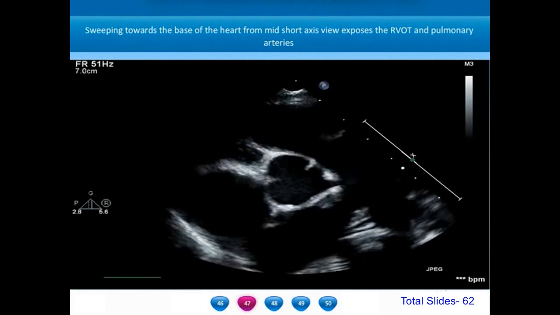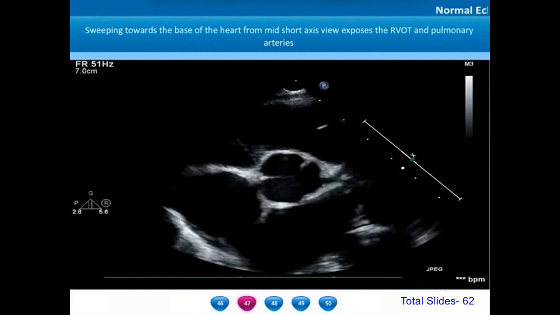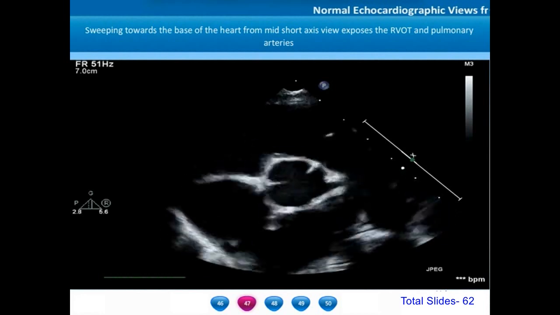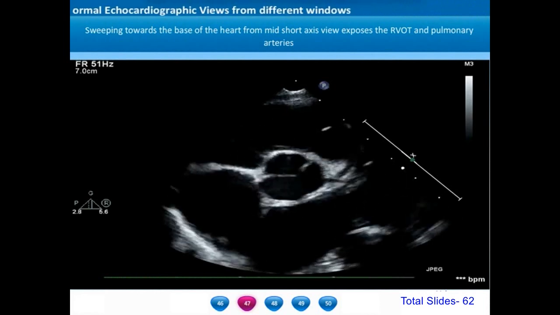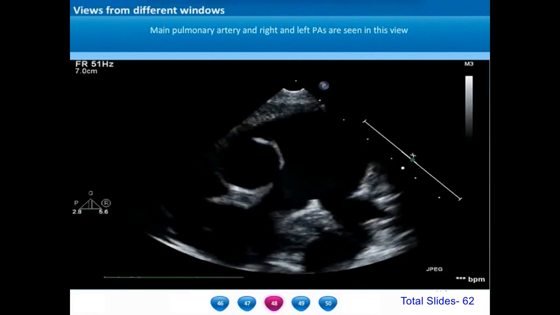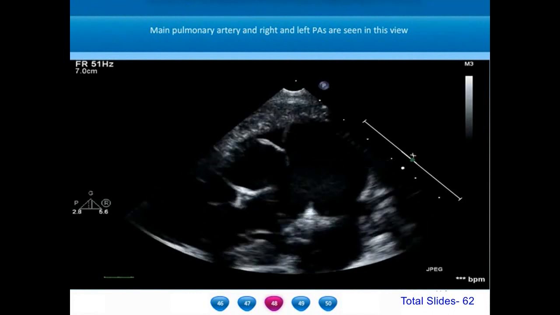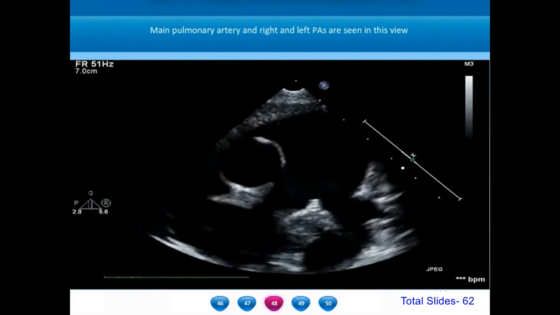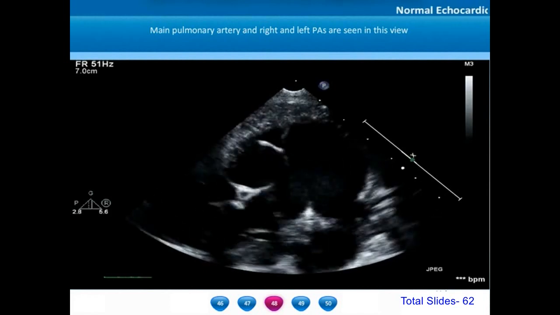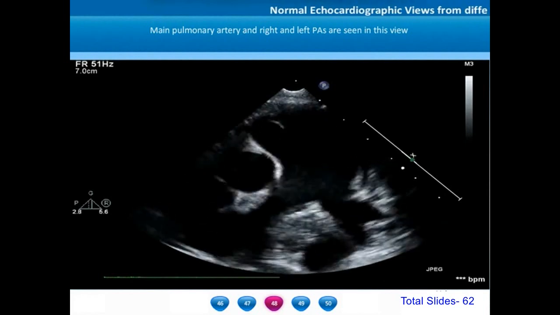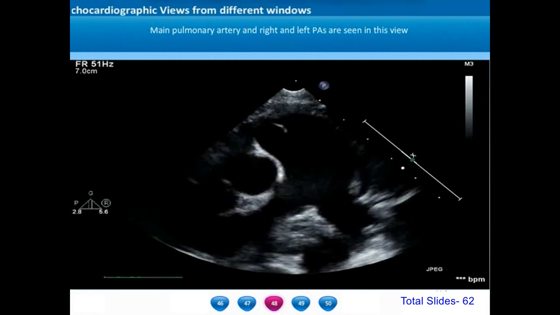On the parasternal short axis view, from the level of the left ventricular outflow tract, if we start sweeping superiorly, we can appreciate the right ventricular outflow tract continuing as the main pulmonary artery. Further superiorly, we can appreciate the main pulmonary artery branching into the right and left pulmonary artery. The right pulmonary artery will be coursing posterior to the ascending aorta and the superior vena cava. The left pulmonary artery will be moving to the left, anterior to the descending thoracic aorta.